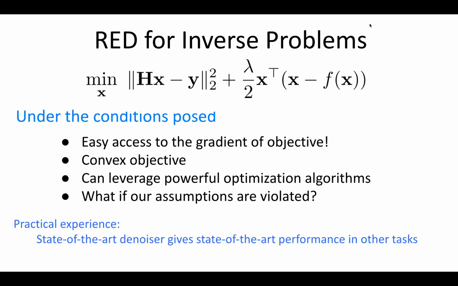So when you regularize, when you differentiate this term, the first term here, for example, for a general inverse problem, this term should be easy to differentiate. And the second term is trivial because the gradient of this term is just x minus F of x under the conditions that I just described. So we have easy access to the gradient of the objective. Under the conditions that I mentioned, the objective is convex, and we can leverage powerful optimization algorithms. And again, what if our assumptions are violated? Again, practical experience has shown us that while many denoisers satisfy these conditions, even for those that don't, the framework tends to still work. And that's where a lot of work still needs to be done.